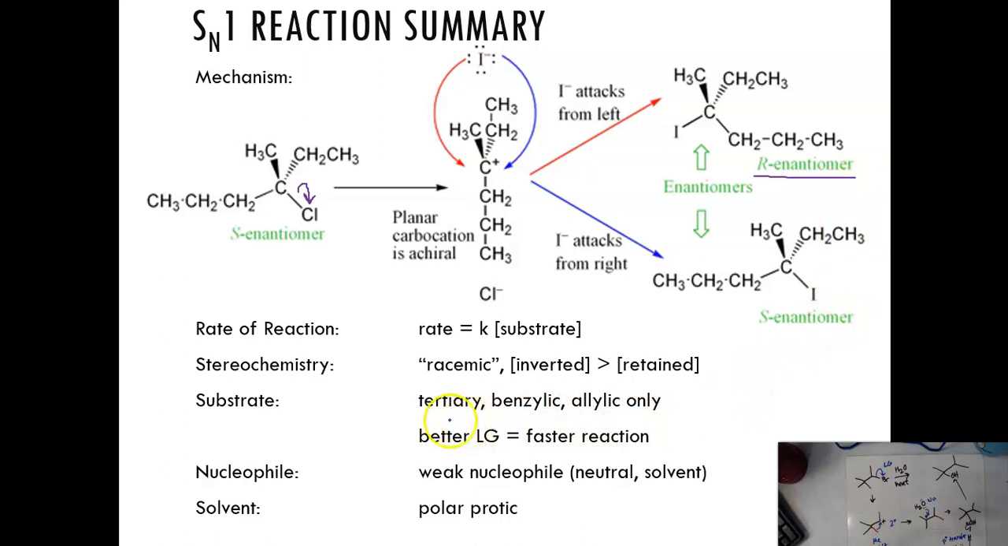We want to use tertiary, benzylic, and allylic substrates only with good leaving groups. Our nucleophile should be a weak nucleophile, which is also our solvent. Generally, that means that it should be neutral, but there are exceptions to that. And the solvent that we're using works best if it is a polar protic solvent because it helps to stabilize the leaving group, preventing it from re-reacting, and it helps to stabilize that carbocation.